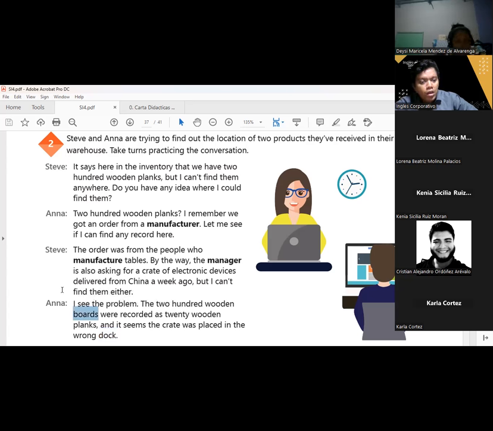In this case, it says 200 wooden boards. Boards are like pizarras. It makes reference also to tablas, right? That's why it says in here, the 200 wooden boards were recorded as 20 wooden planks. Planks means like tablones. Big tablas grandes, right? Any other word, guys, that you might have trouble with?